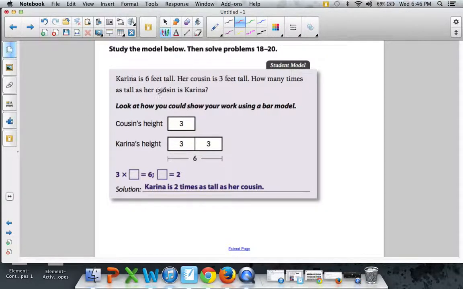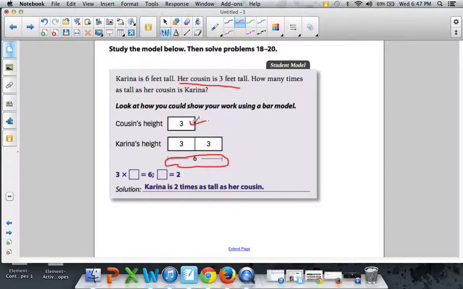Karina is 6 feet tall. Her cousin is 3 feet tall. How many times as tall as her cousin is Karina? So her cousin is 3 feet. It says that both in word form and in picture form. Karina is 6 feet. That's Karina's height right there. The question they're asking you is how many times as tall as her cousin is Karina?